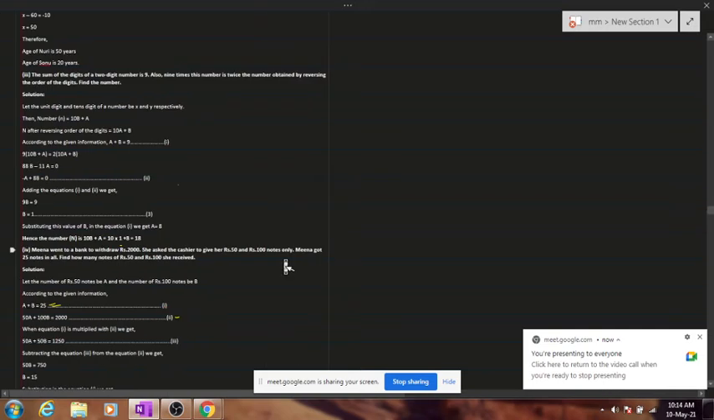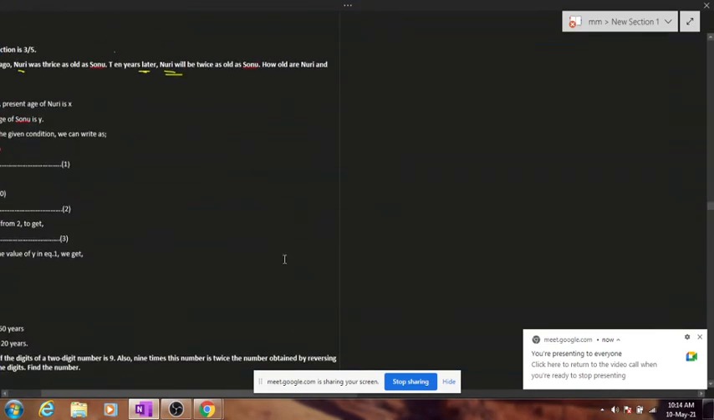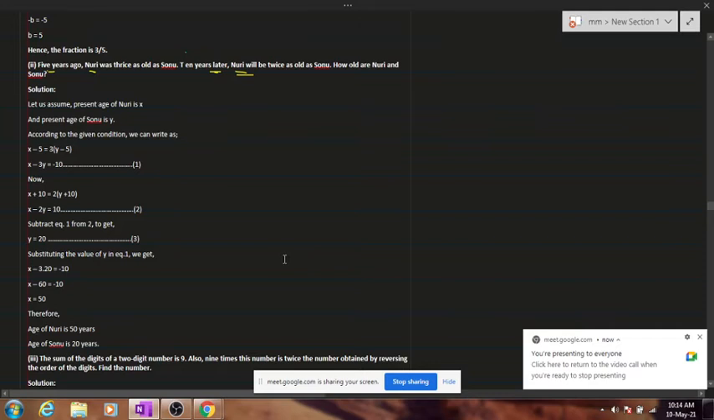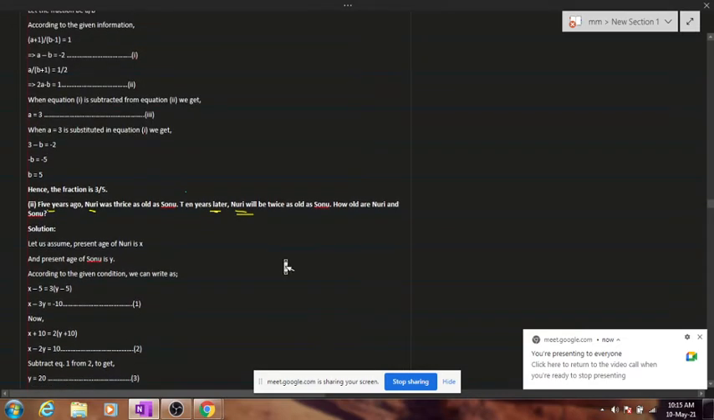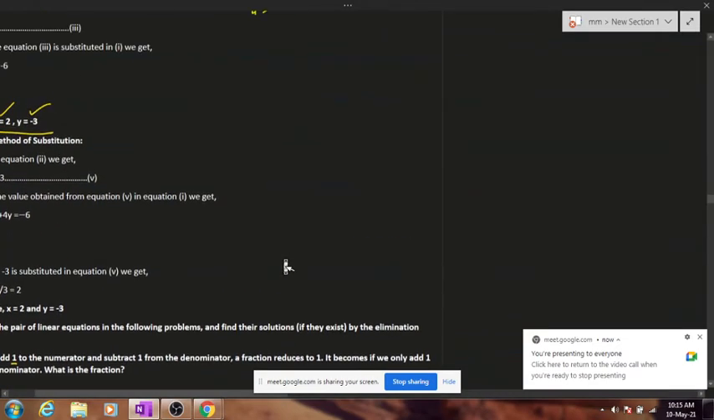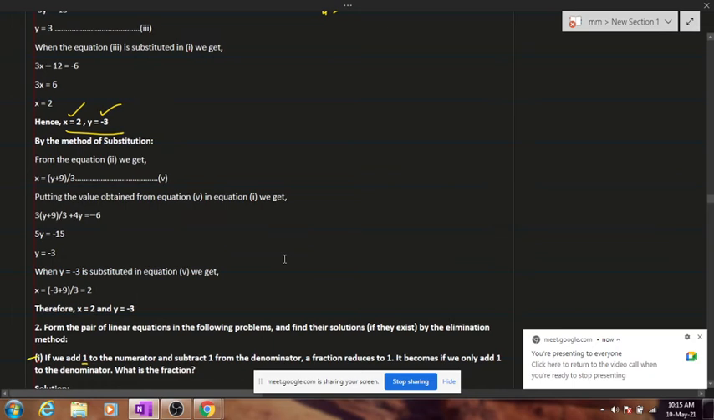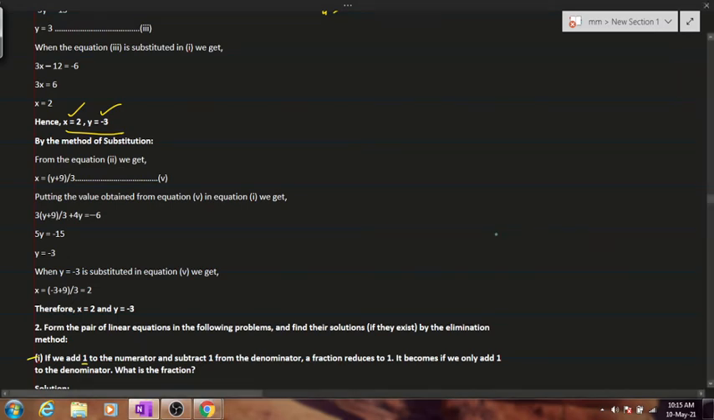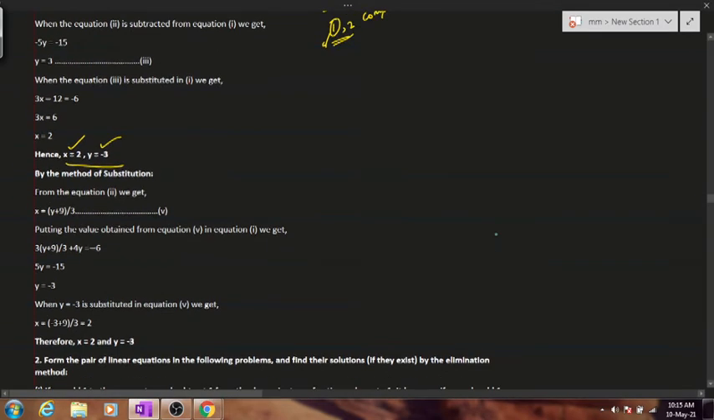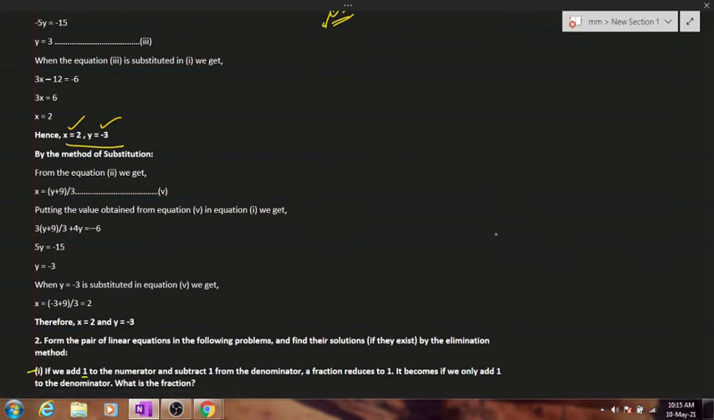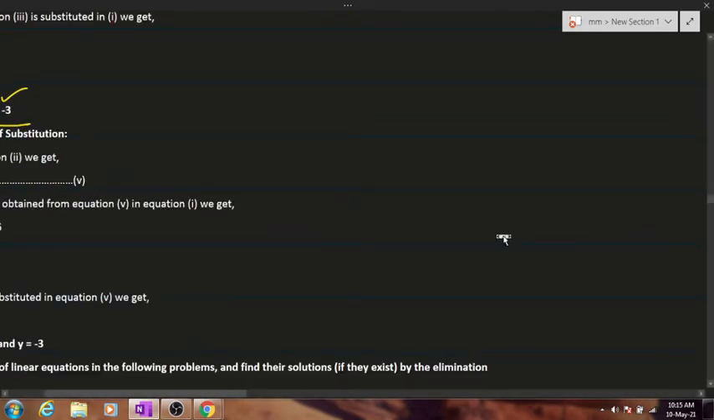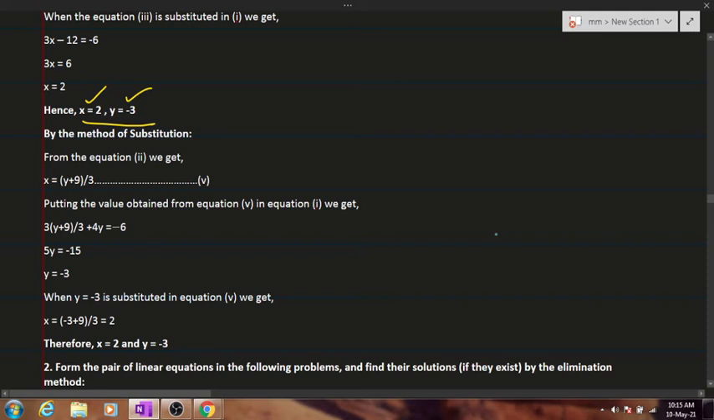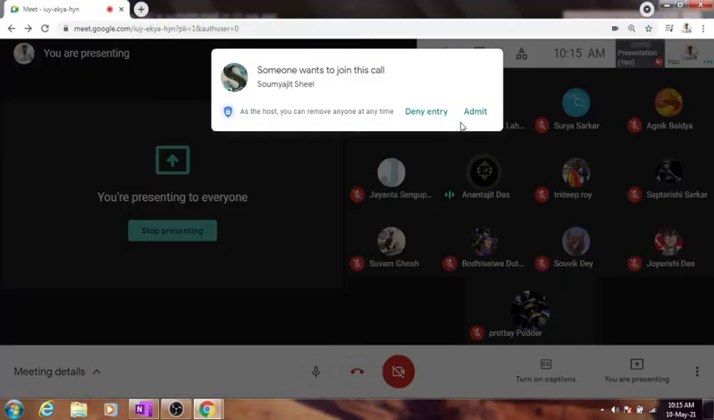Last day a bit of homework was given to you. Question number 1, you have to do it using the substitution method. Was everybody able to do it? Did you all get the same answer as you got in the elimination method? If you haven't done it, you'll have to do it on your own, and I'll not be discussing it because the substitution method is already done in the previous exercise. Clear? I'll be discussing the second portion of the question. Is everybody ready? Should we start?